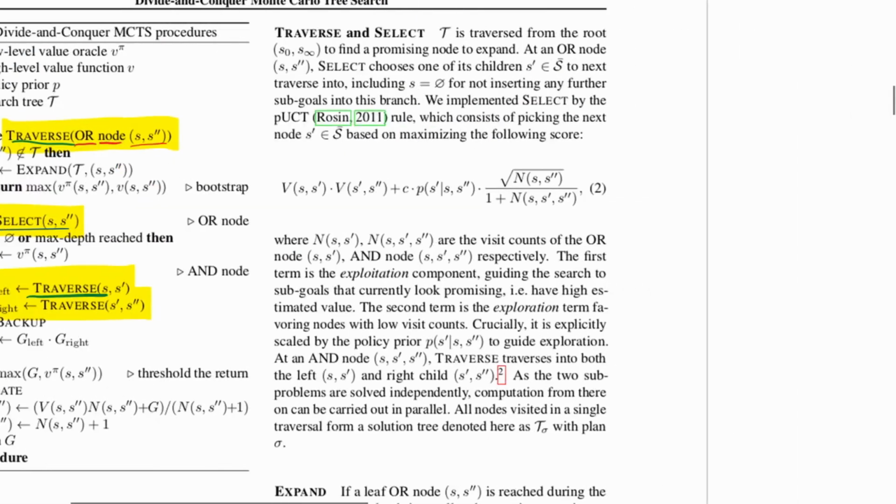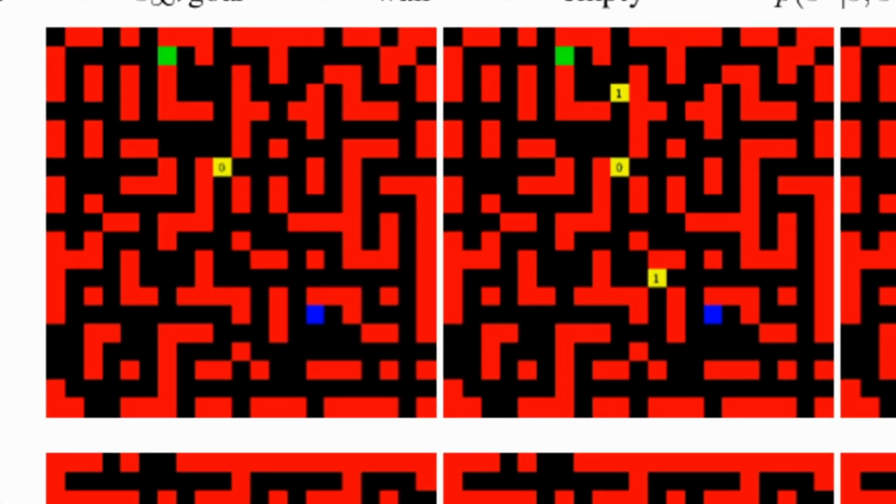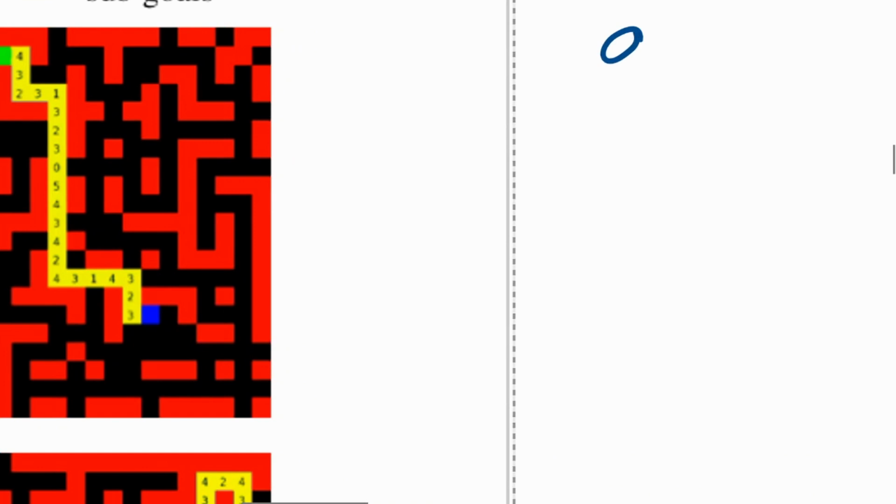So basically, here's the difference between the Monte Carlo Tree Search and the divide and conquer Monte Carlo Tree Search. In Monte Carlo Tree Search, ignore the yellow one for now. You're in the green position, and you want to go to the blue position. In Monte Carlo Tree Search, what you're searching over is the next action to take. In this case, you have 4 possible actions to take. And that's what you're searching over, and that's what you build your search tree from. Your search tree is going to be which action to take, right? Up, left, down, or right. That's why you have 4 actions.